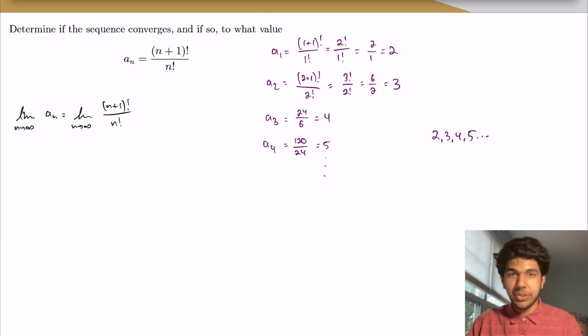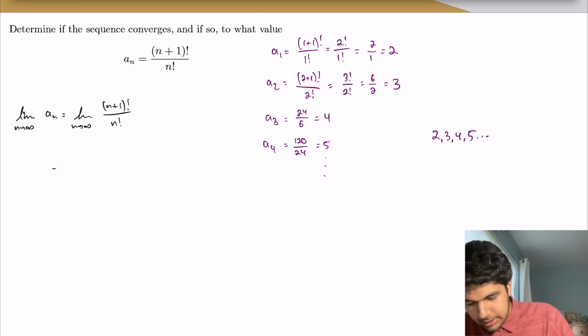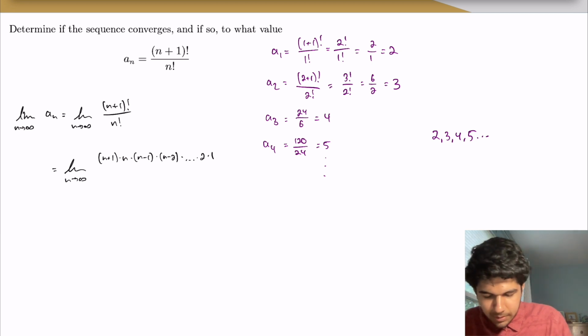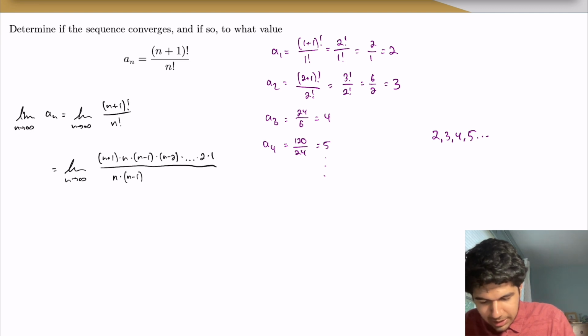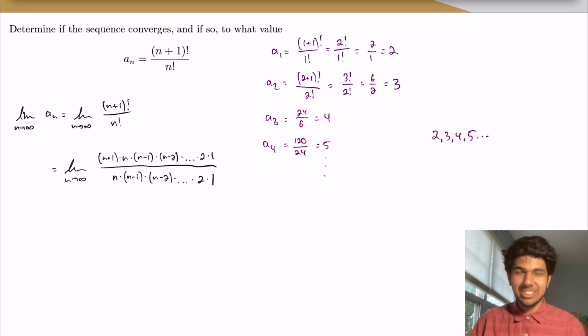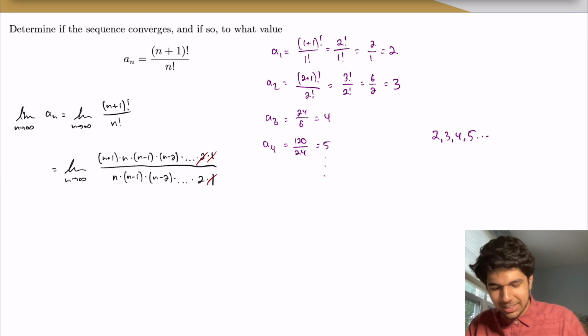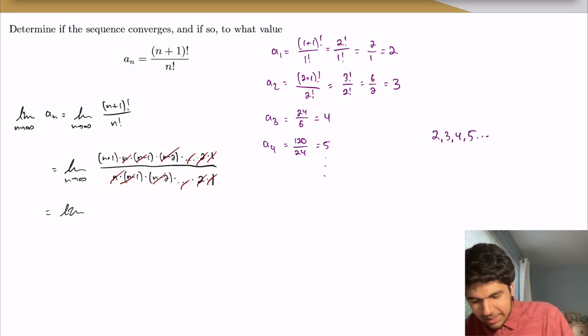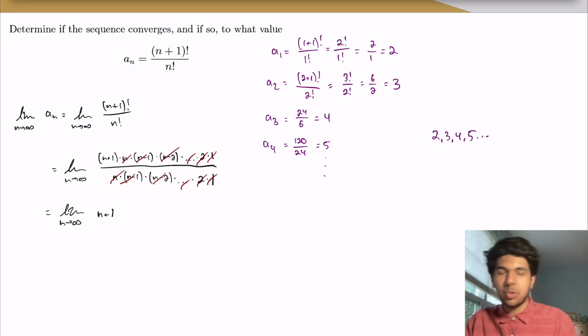Well, (n plus 1) factorial can be decomposed a little bit, right? This can be rewritten as (n plus 1) times n times (n minus 1) times (n minus 2) times dot dot dot times 2 times 1. And in the denominator, we can think of n factorial as n times (n minus 1) times (n minus 2) times dot dot dot times 2 times 1. And we should see here that a lot of things will cancel, right? The 1's cancel, the 2's cancel, the dots cancel, the (n minus 2)'s cancel, and so on. And in fact, we're left with the limit as n approaches infinity of n plus 1.